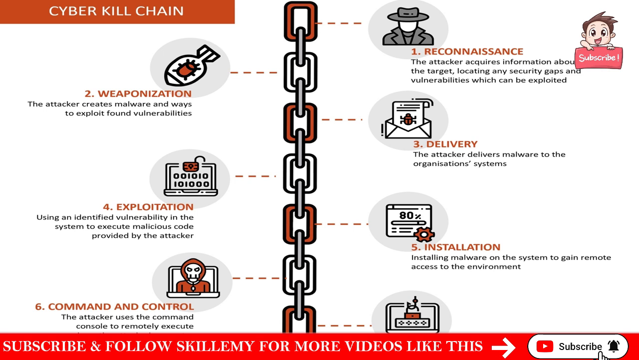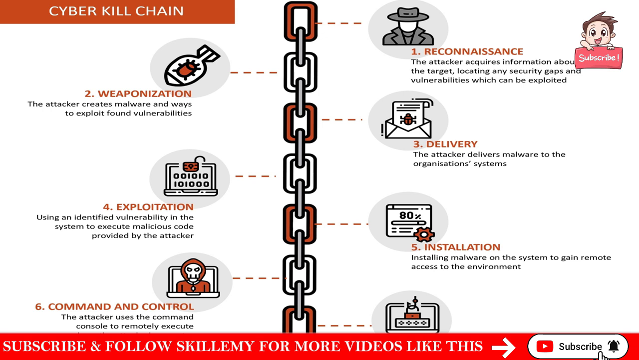Installation. Once access has been gained, the attacker installs additional tools or malware to maintain persistence and expand the access to the target system. Command and control. The attacker establishes a command and control infrastructure to communicate with the compromised system and issue commands. Actions on objectives. Finally, the attacker acts on their objectives, which may include stealing sensitive data, disrupting operations, or causing damage to the target system.